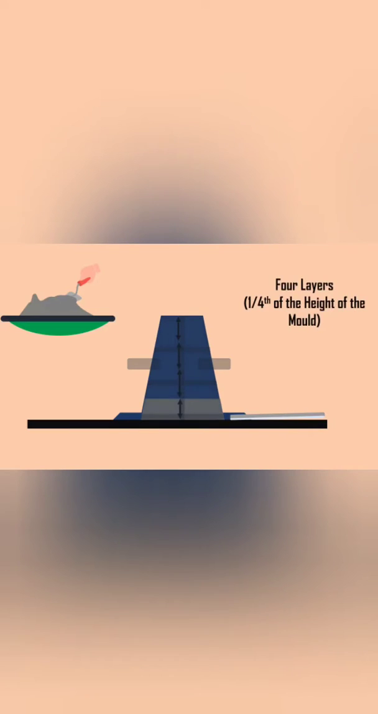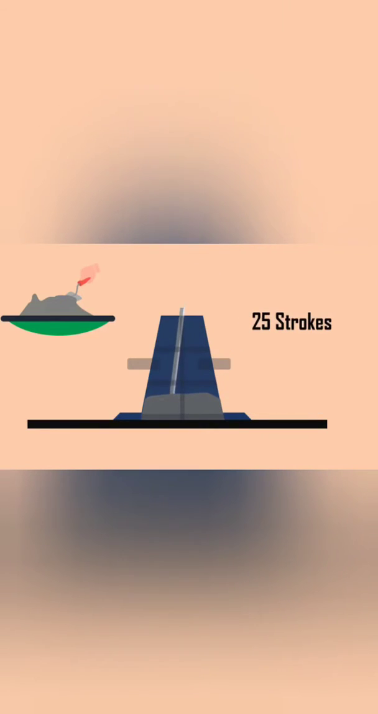The mold is filled in 4 layers, each approximately 1/4 of the height of the mold. Each layer should be tamped with 25 strokes of the tamping rod, such that the strokes are distributed over the cross-section. After the top layer is filled, the concrete is struck off level.